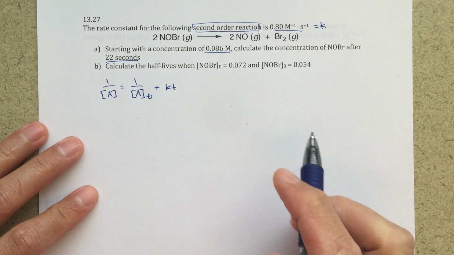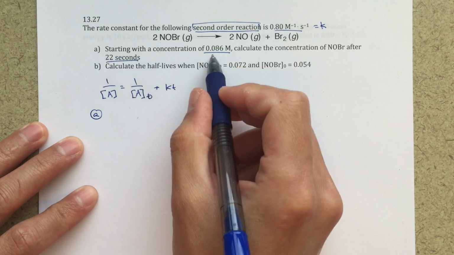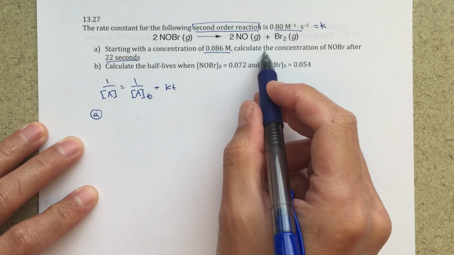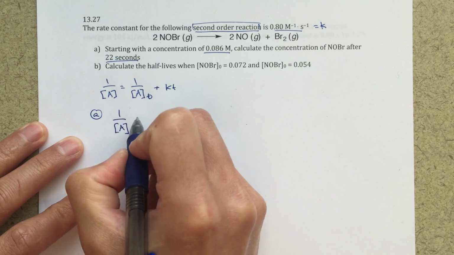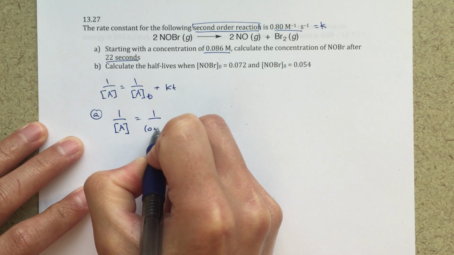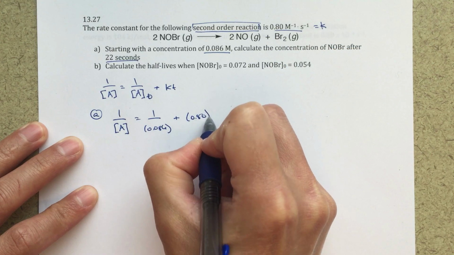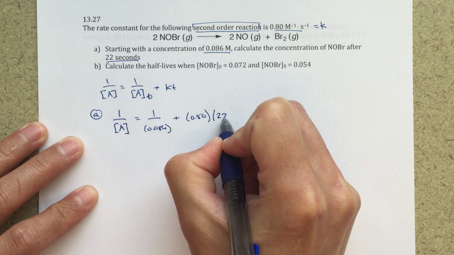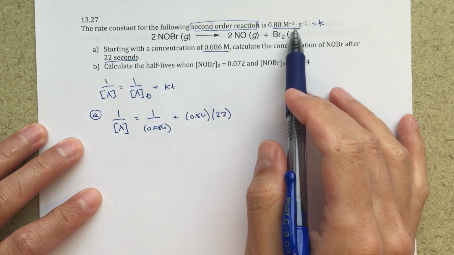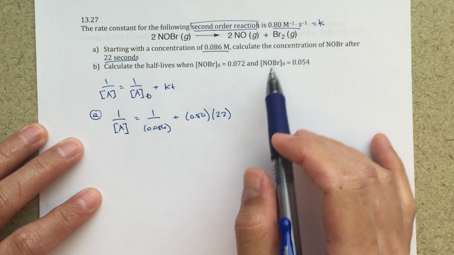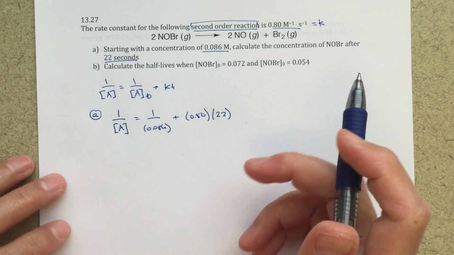So for this one, I basically have all the information that I need to solve for part A. So part A, we're having an initial concentration of 0.086, and we're asked to calculate the concentration after that certain amount of time. So I might write 1 over A is equal to 1 over 0.086 plus the k value, which we're given, 0.80 in this case, times t, so 22 seconds. Now one thing I do want to double check is my units here. So my units on this k value, molarity and seconds inverse, and then this is going to be seconds. So seconds and seconds consistent, that is good.